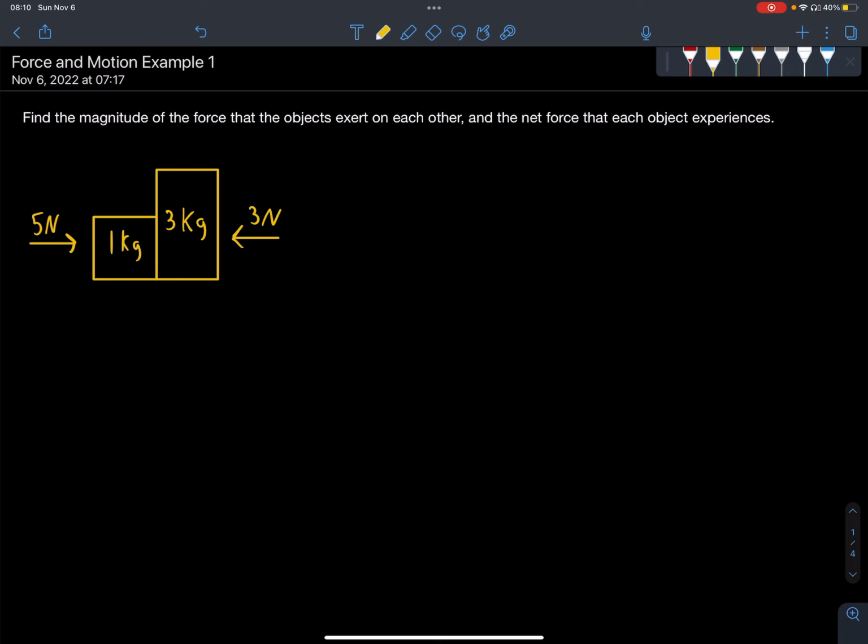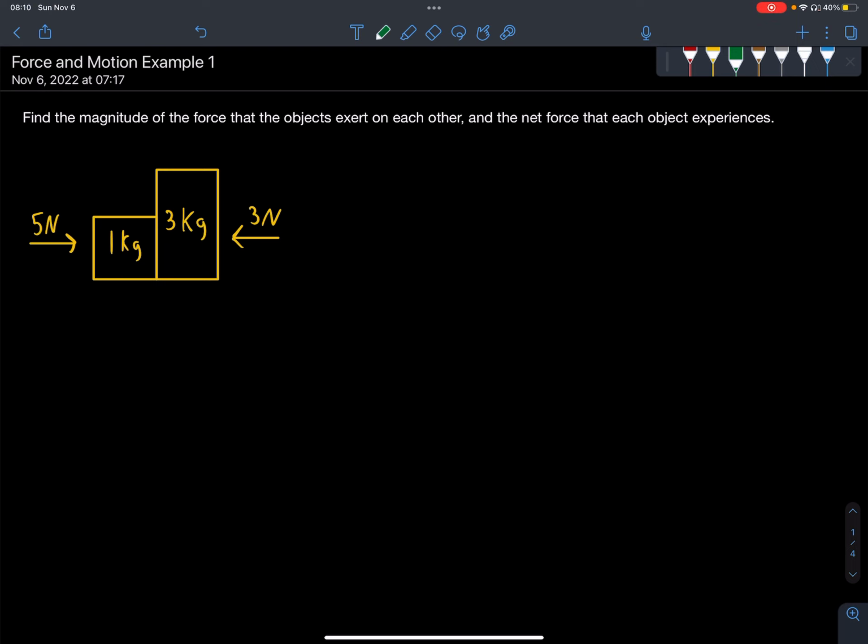All right, for our first example problem of this material, we have two blocks here, and we want to find the magnitude of the force that the objects exert on each other and the net force that each object experiences. So we just talked about Newton's third law, so we're going to put that into action here as we analyze all of the forces on this system.